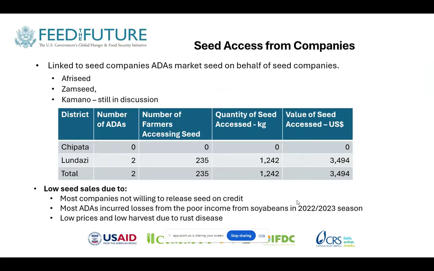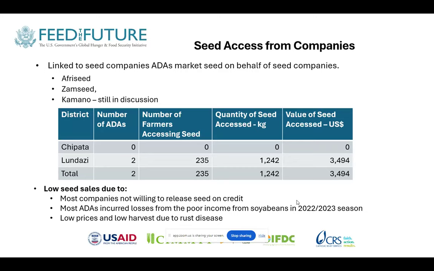So in terms of seed access from companies, you may wish to know that the ADAs are also linked, as I said earlier on, to seed companies. Examples are AfriSeed, Zamseed and Kamano. Kamano, we are still discussing with them. What I mean here is that ADAs get seed from seed companies, which they sell as last mile agents for these companies, and they get a commission from that business. Only in Lundazi we had two ADAs who sold seed on behalf of seed companies last year for this current production season.